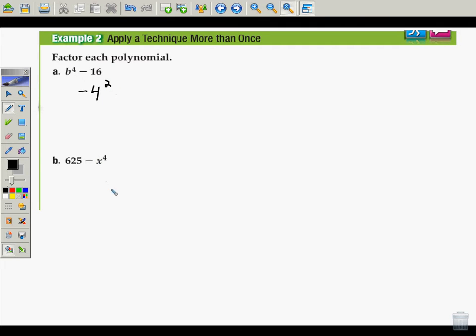But if you remember, a power to a power, you multiply exponents. So b to the fourth would be the same thing as b squared squared. Okay? Remember, that's b squared all raised to the second power. That would give you b raised to the 2 times 2, which is b to the fourth. So you can write b to the fourth as something squared. It's b squared squared.